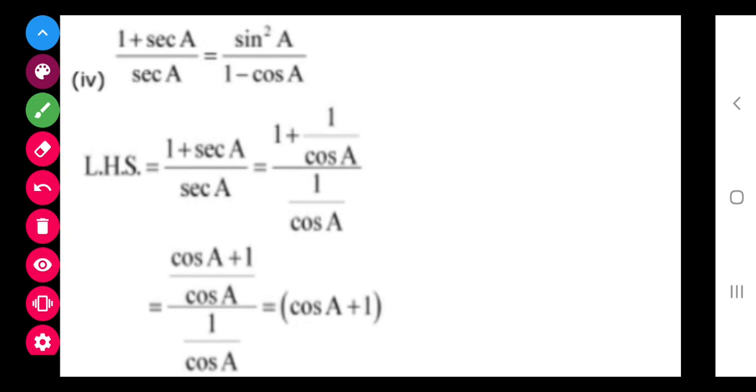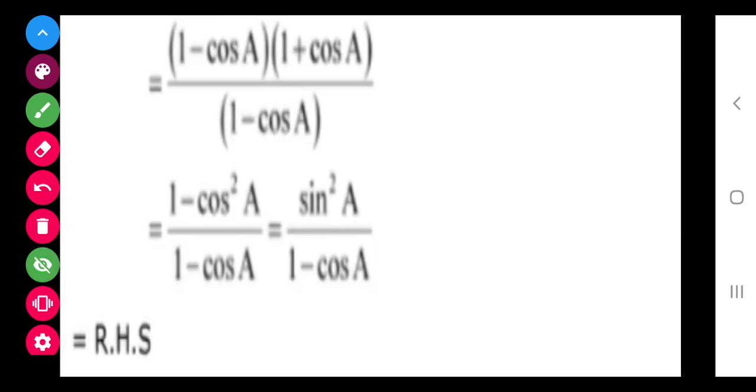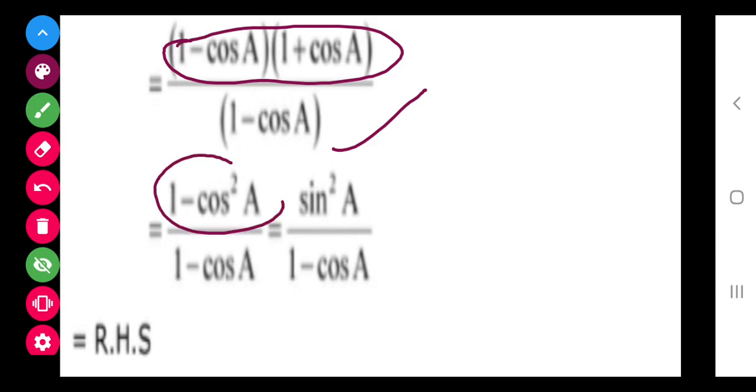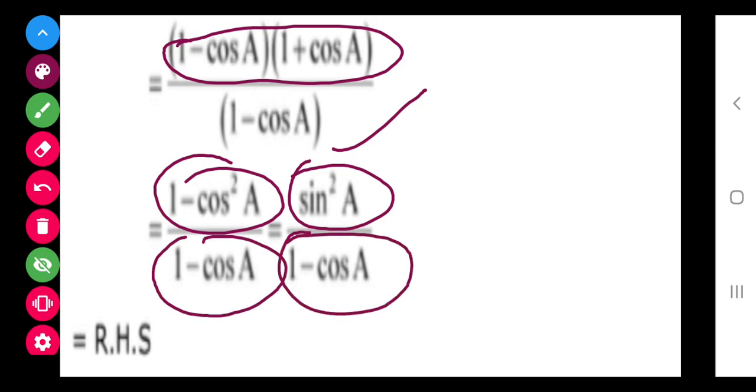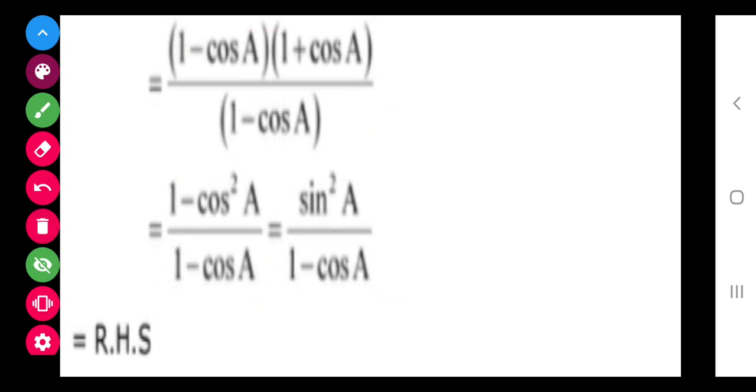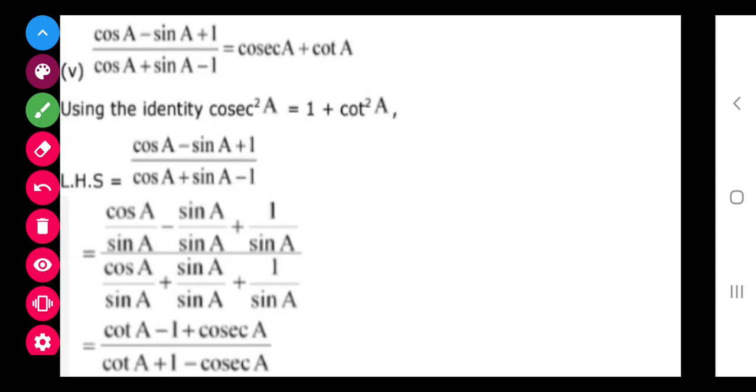Now see this. This can be written as 1 minus cos square A, and 1 minus cos square A is sin square A. So this is the answer. Finally, this is the answer that we have to prove. So in trigonometry, there are many tricks. In these 4 questions only, you have seen that different tricks have been used. All these tricks can work.